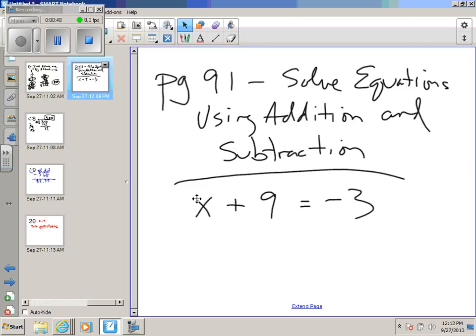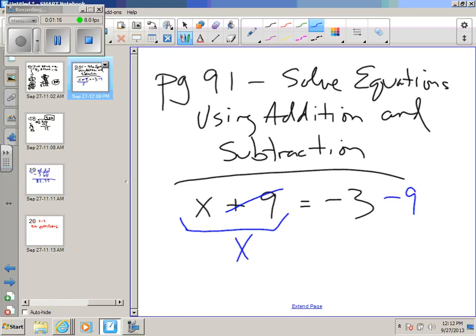Anytime we solve an equation, we are trying to solve for the variable. In this case, when I look at this side of my equal sign, I see that I'm adding 9 to the x. The opposite of adding 9 is to do what? Subtract 9. And if I subtract 9 from that side, I must also subtract 9 from that side.